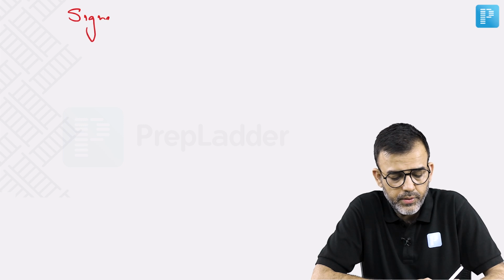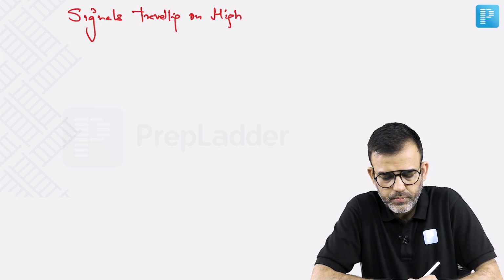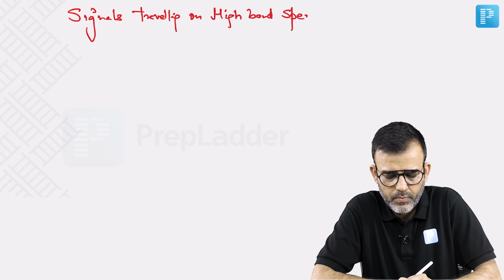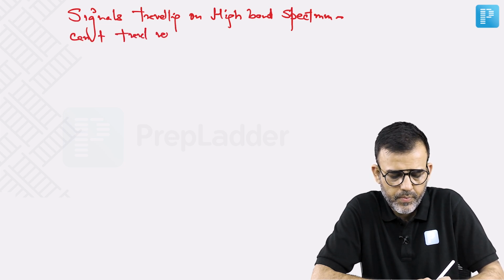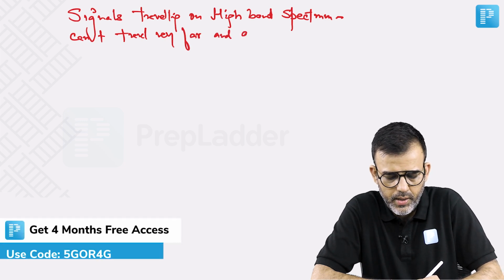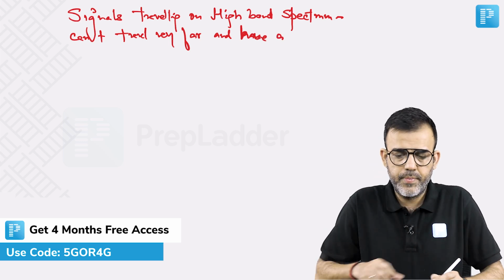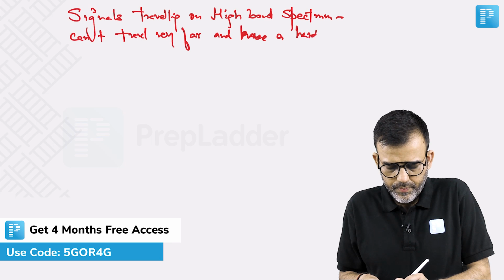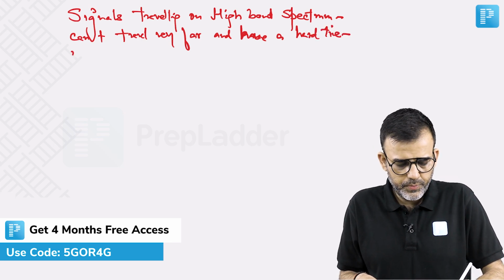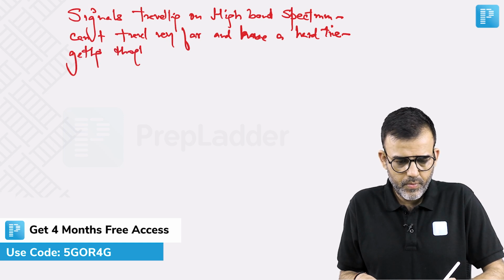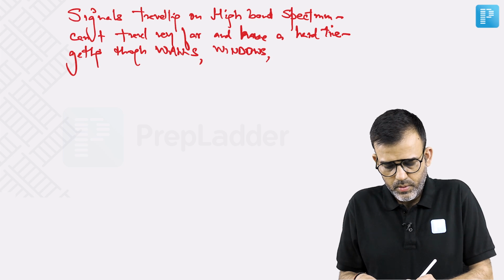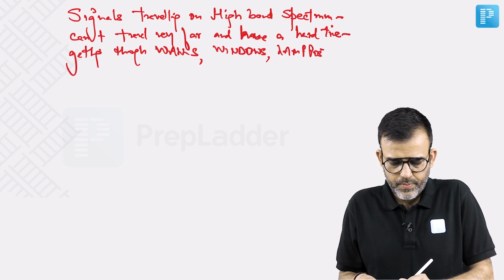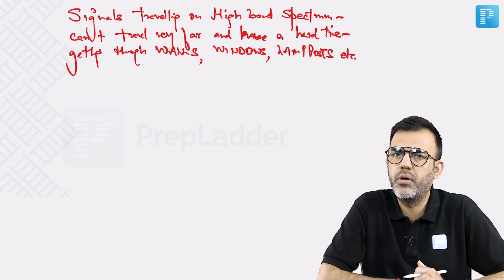So, these signals which are traveling on high band spectrum can't travel very far, and will have a hard time getting through walls, windows, lampposts, etc., and other such concrete structures.